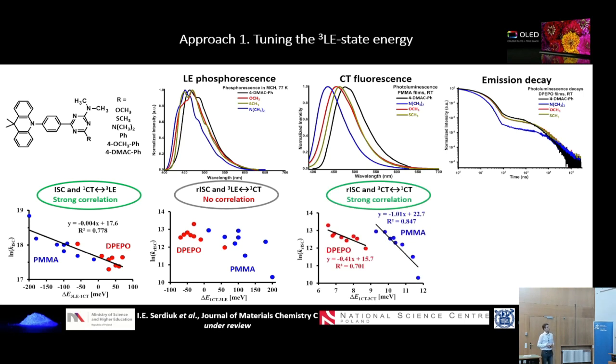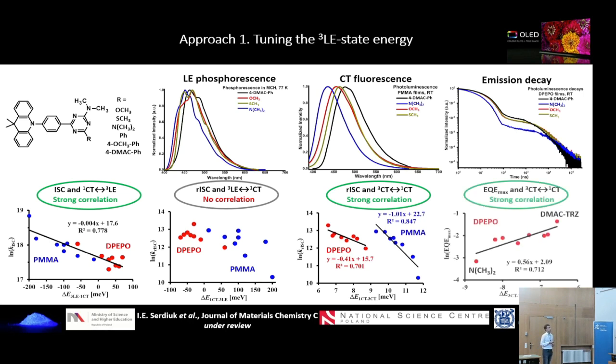But if we use the CT-CT energy gaps, for different media, we see that the correlations are really strong. Importantly, we could also see that the reverse intersystem crossing and the CT-CT energy gap were so important for the EQE in the devices that we also saw a correlation. We were very, very surprised, because EQE is a complex parameter, but we saw almost linear dependence here.